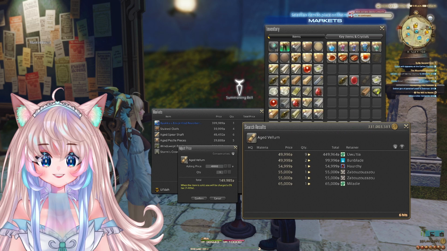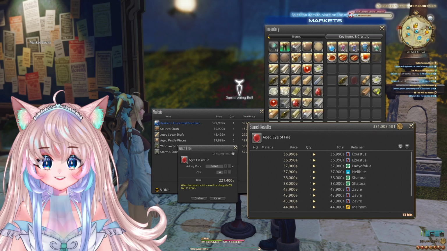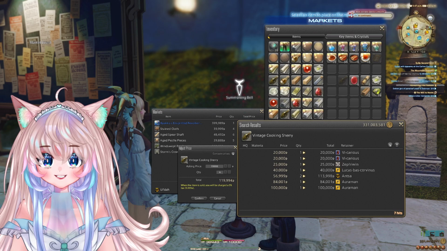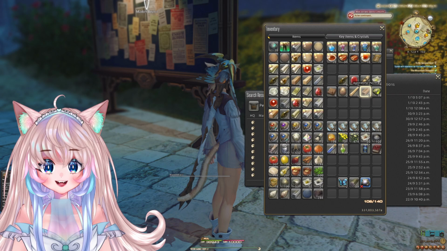The aged Eye of Fire, 221,000, again, a profit. And the vintage Cooking Sherry, still a profit, but again, a little bit too cheap. But what if we went ahead and crafted these items? Here is the perfect mortar, which is used by those cheap aged mortar pieces.